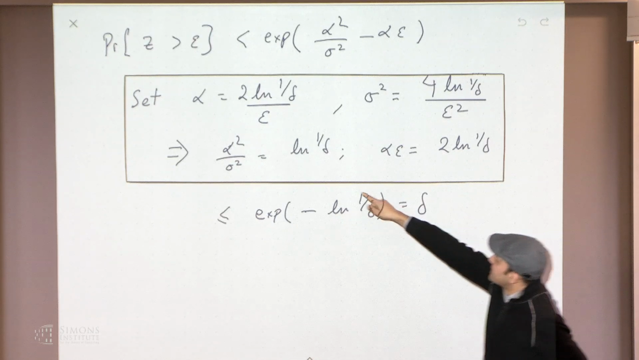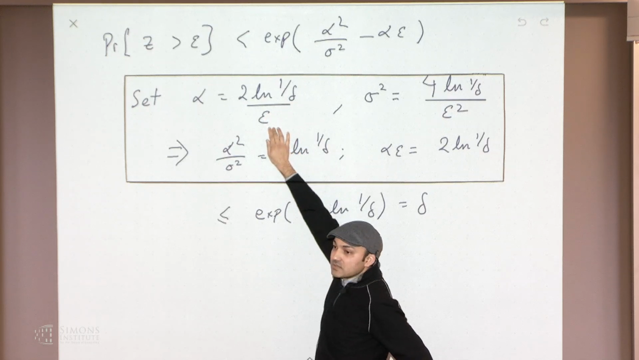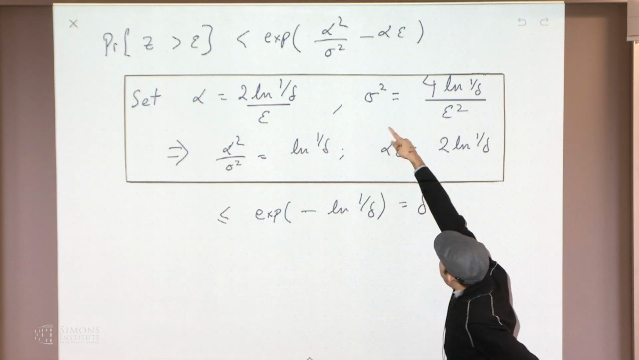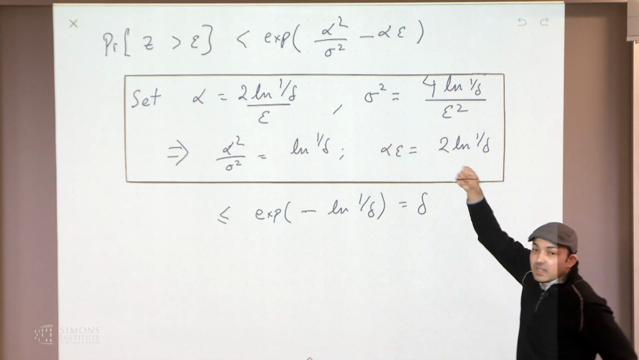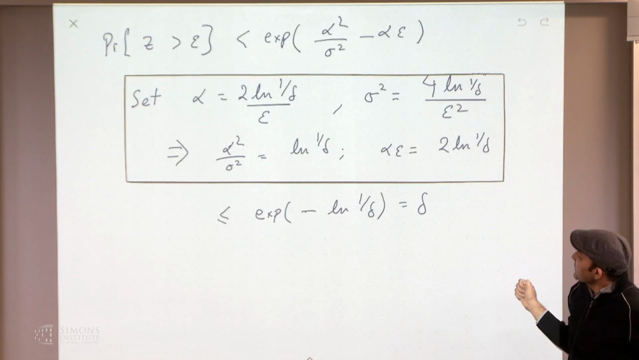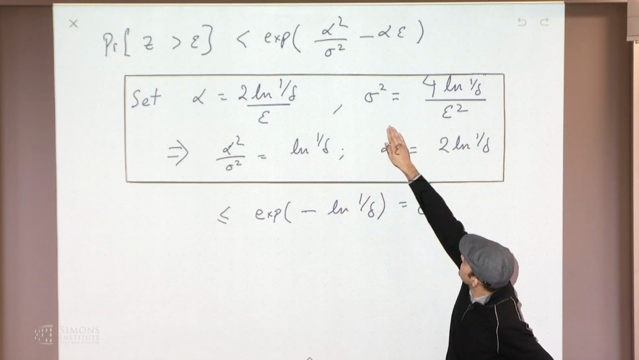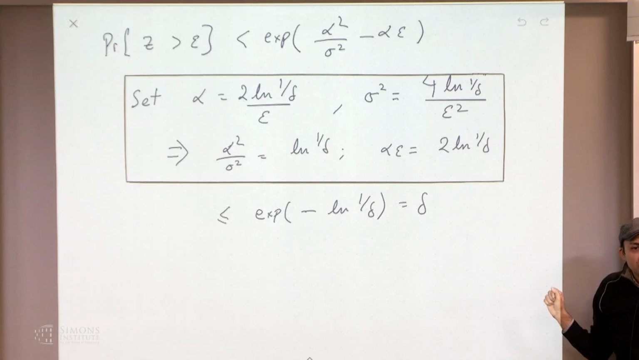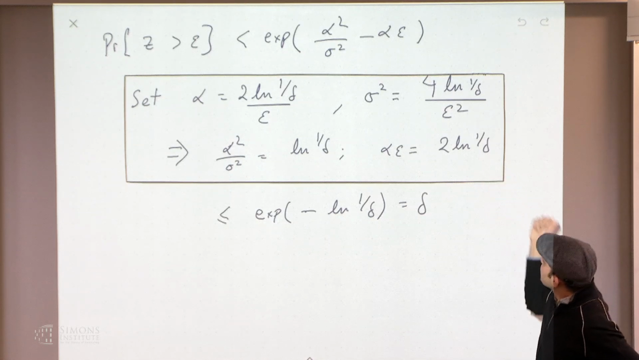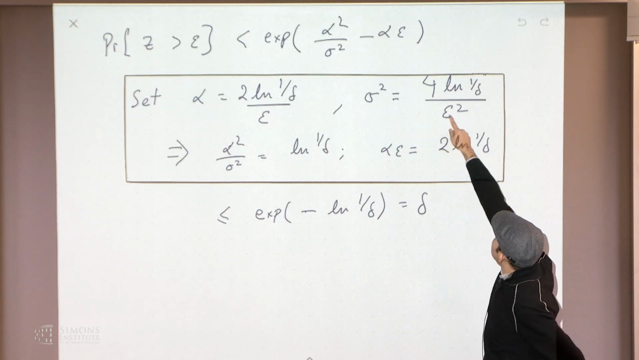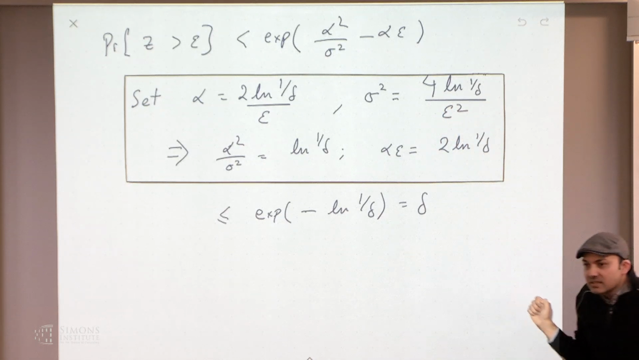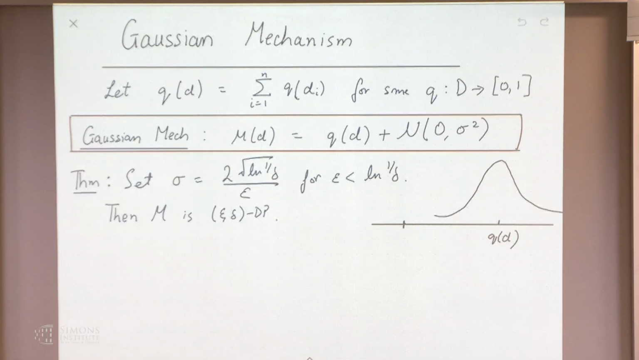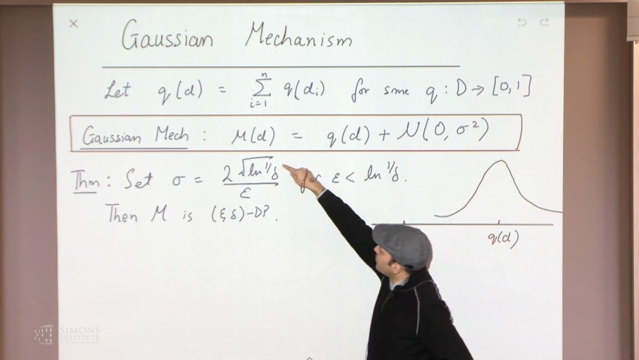So let's do that. I'll set alpha to be 2 ln(1 over delta) over epsilon, so that alpha epsilon is exactly 2 ln 1 over delta. And now I'll set sigma so that the first term becomes 1 times ln 1 over delta. And you get ln 1 over delta minus 2 ln 1 over delta, so you get delta here. Now I can read out what sigma ensured that. Sigma squared turns out to be something like 4 ln(1 over delta) over epsilon squared, which is basically what I claimed. So sigma is 2 times the square root of log 1 over delta, over epsilon.